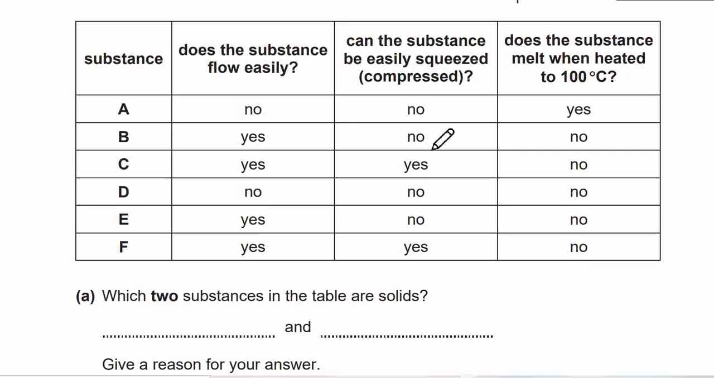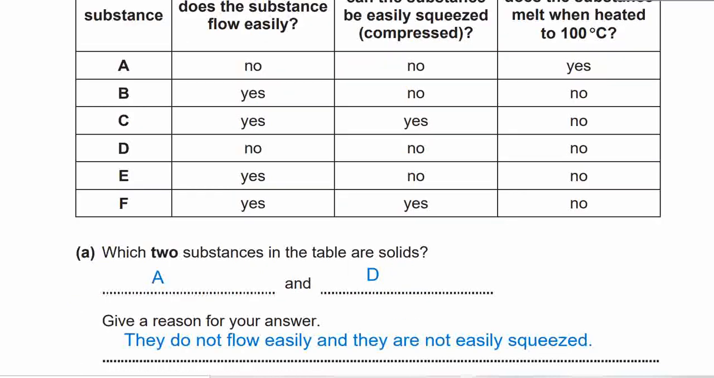So solid means it cannot be compressed anymore and it does not flow. So we have to choose the one that is no for this and no in here. In here we can see only two columns that are no, that is for solid, because solid cannot flow easily. So it's A and D. The answer is A and D because they do not flow easily and they are not easily squeezed.